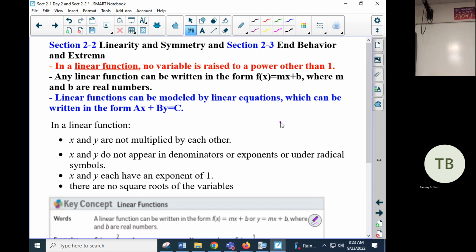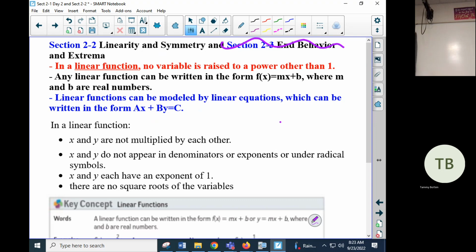And now we're going to look at section 2.2 on linearity and symmetry. I don't think we do this one today. I think that one's Monday. All right, so the first thing we're going to talk about in this section is how can you tell by looking at a function if it's linear or not? Linear just means that if you graphed it, it would be a straight line, okay?